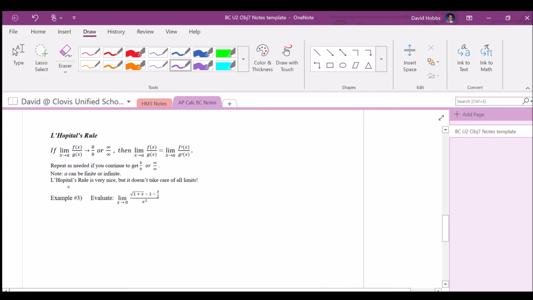Okay, now by the way, L'Hopital's does not take care of every type of limit, so we still have to be able to do the other limit things that we've learned. But it is incredibly useful. Okay, so let's do some examples here.